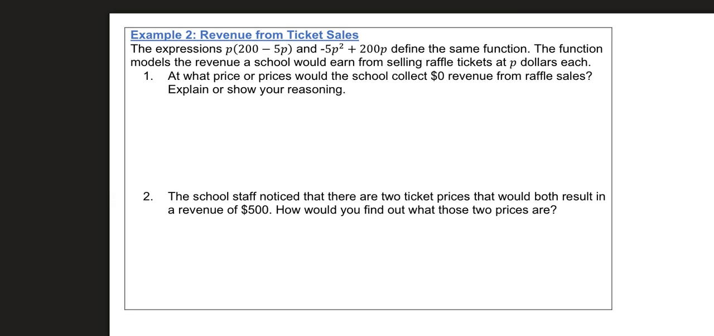Example 2, we have the expressions p times 200 minus 5p and negative 5p squared plus 200p to find the same function. The function models the revenue a school would earn from selling raffle tickets at p dollars each. At what price or prices would the school collect $0 in revenue from raffle sales? So again, we are taking that equation. You can use either one. If we have negative 5p squared plus 200p, we are setting that equal to 0. So we just want to try to plug in some different values for p to see when we get 0.